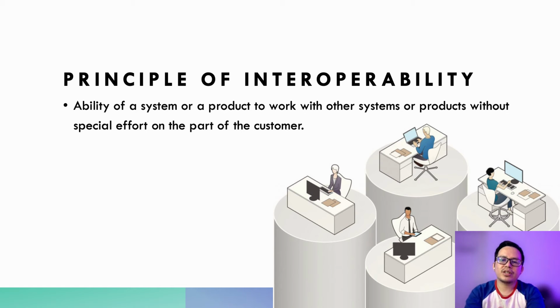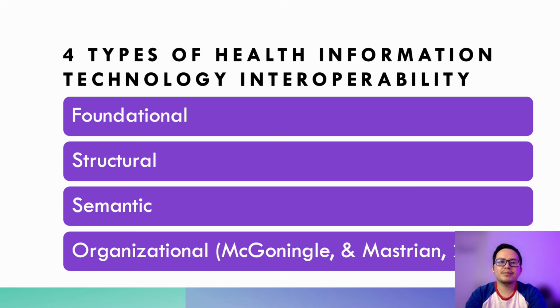And in order to share this data and have the principle of interoperability, organizations apply standards. In the US, there is a nationwide goal of implementing interoperability, as well as in Canada, and it has been a worldwide vision as well. There are four types of health information technology interoperability. The Healthcare Information and Management System Society identified four types of information technology interoperability.